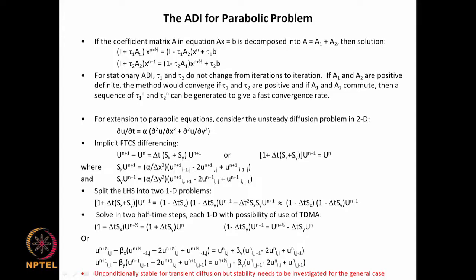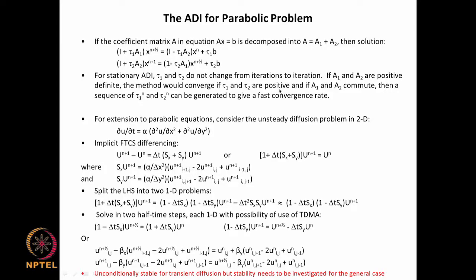Again, if you do this in the case of stationary ADI, so that is tau 1 and tau 2 are constant, they do not change from iteration to iteration, and if this decomposition is such that A1 and A2 are positive definite, then the method would converge if tau 1 and tau 2 are positive, and if A1 and A2 commute, then a sequence of tau 1 and tau 2 can be generated to give a fast convergence rate.